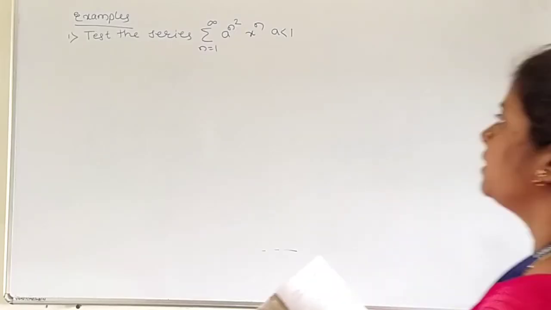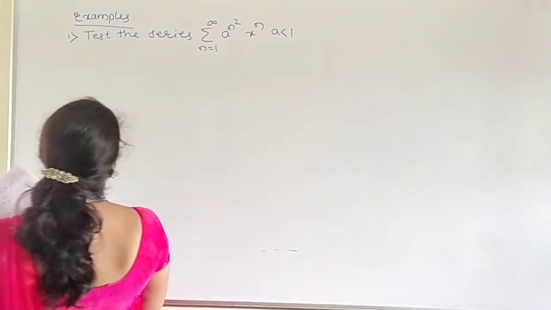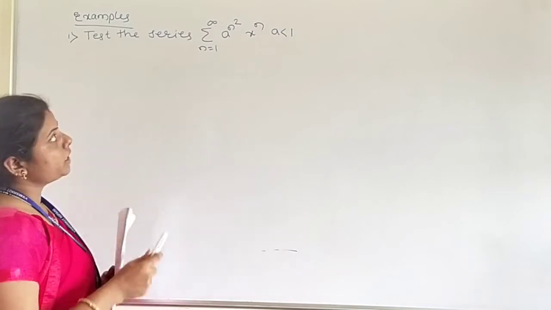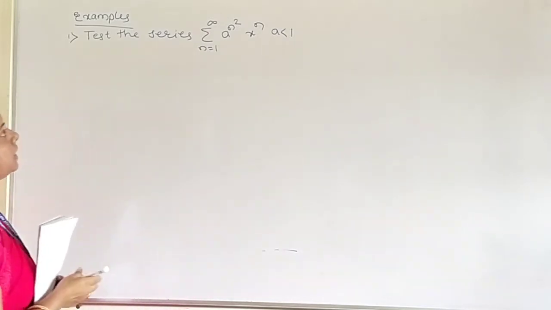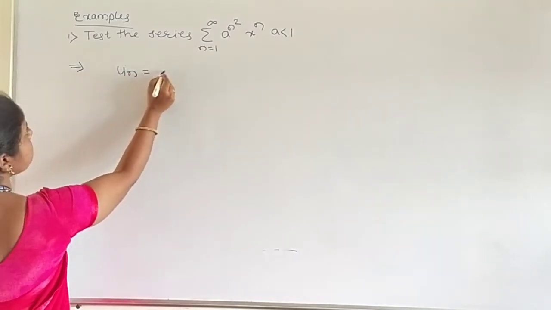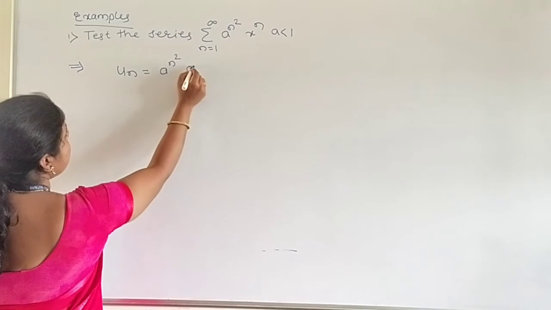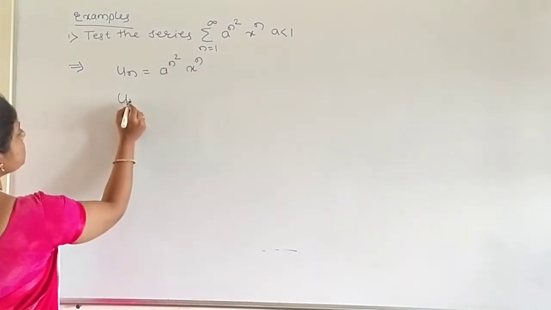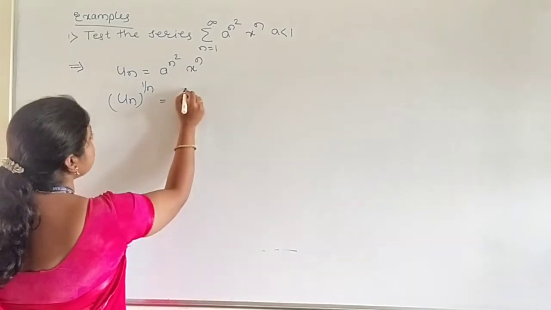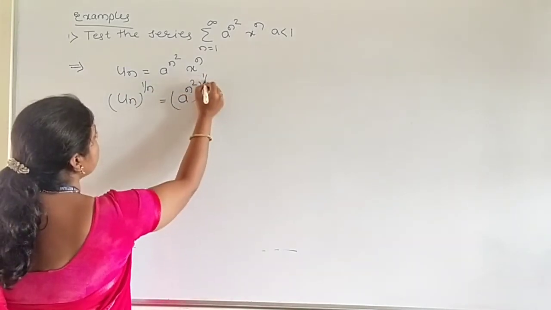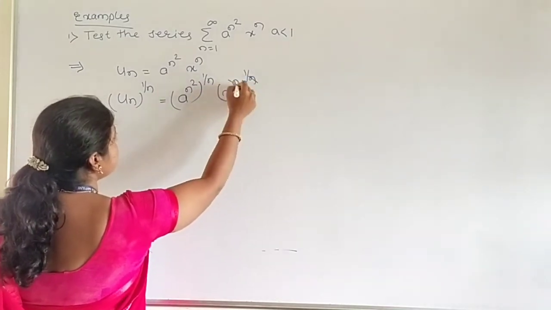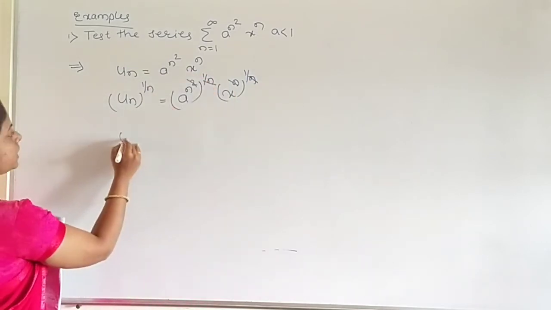Now we have to take examples. First one, test the series summation of n equals 1 to infinity, a raised to n square, x raised to n, where a is less than 1. First, we take un. Un is nothing but a raised to n square, x raised to n. For this, we apply the power 1 by n on both sides: a raised to n square to the power 1 by n, x raised to n to the power 1 by n. The n gets cancelled here.